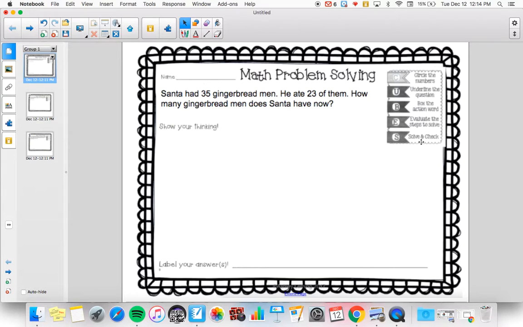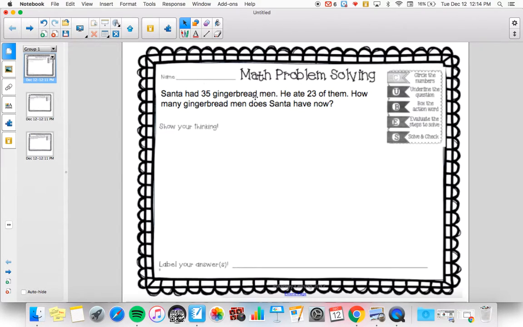And then we have S, which is solve and check. I am going to be showing you a couple of different ways that we can solve an addition or subtraction problem, and I've taught them multiple different strategies to solve. I just ask that they use the one that's best for them. Maybe it is stacking it up and doing the standard algorithm, but maybe it's using base 10 or doing something a little bit different. I want them to be able to use the strategy that is easiest for them to get the answer.